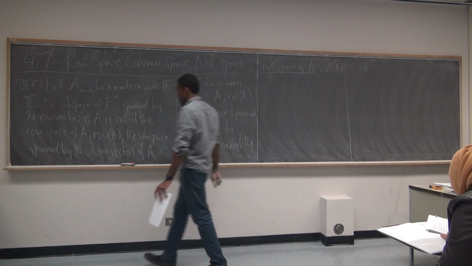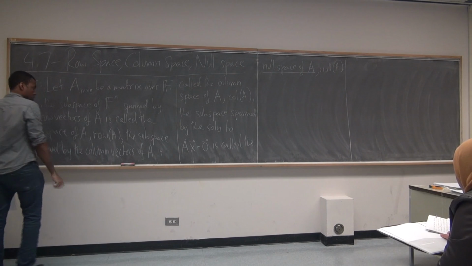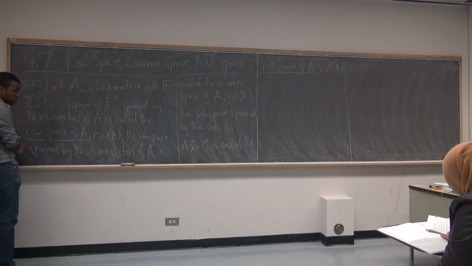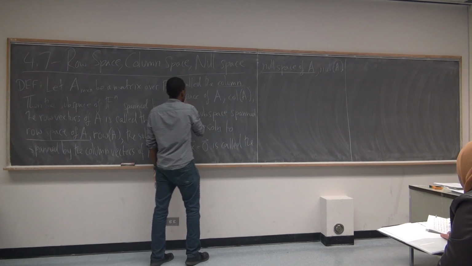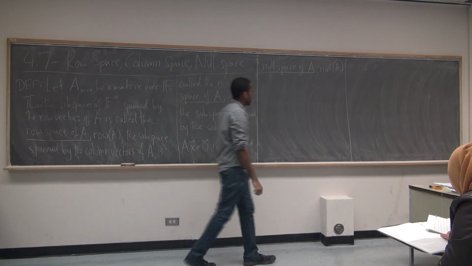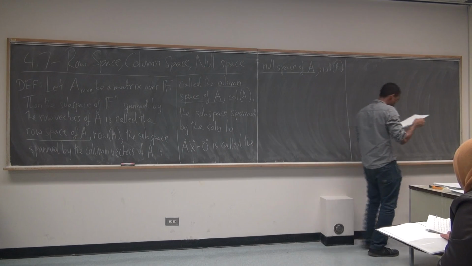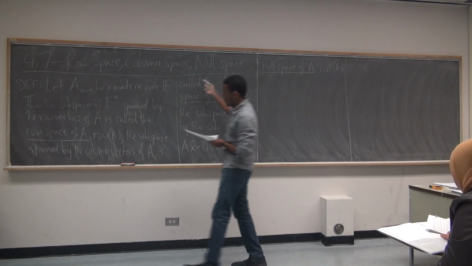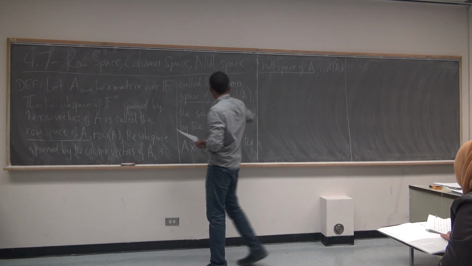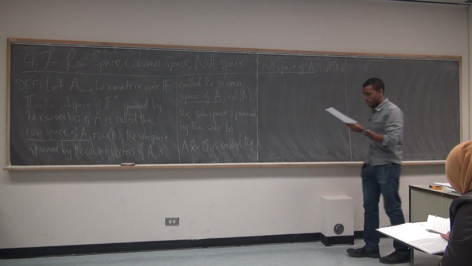These guys are some of what we call the fundamental spaces. So I'm defining what's called the row space of A, the column space of A, and the null space of A. And those are their notations. Row in brackets A, col A, null A. Okay.